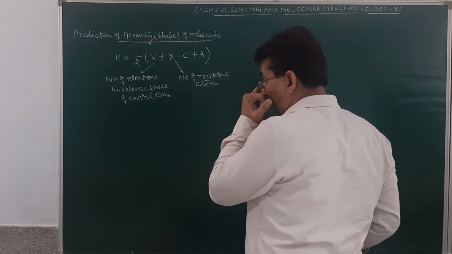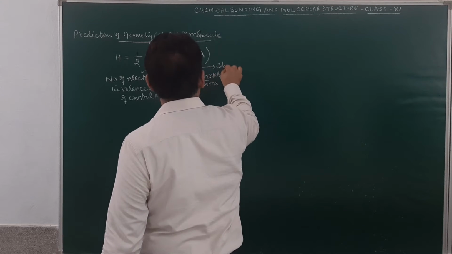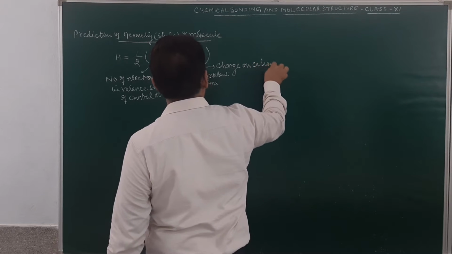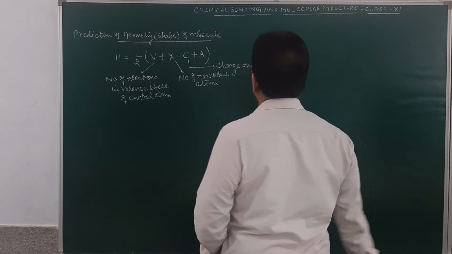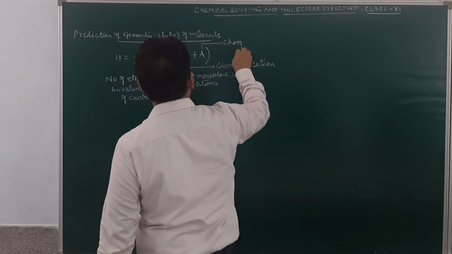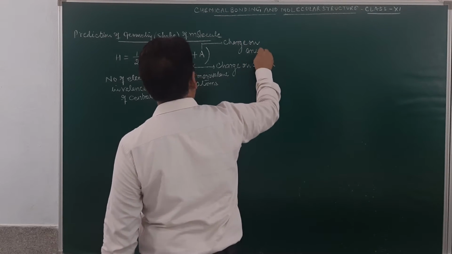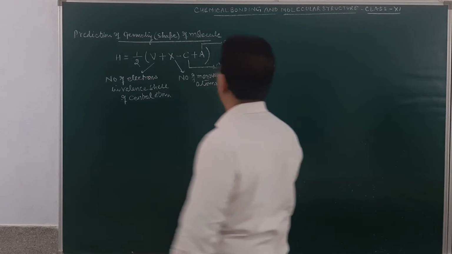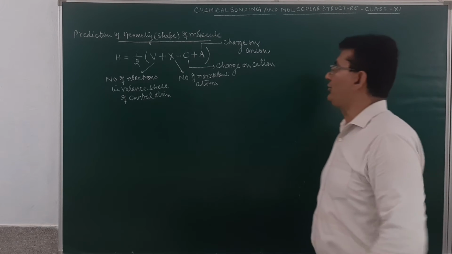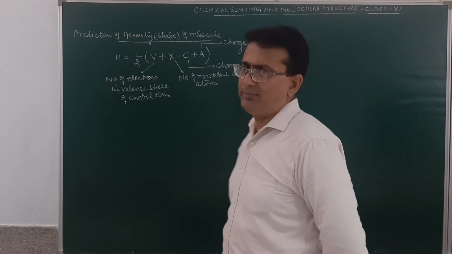C will be the charge on the cation and A will be the charge on the anion. Am I clear? The charge on the cation and the charge on the anion. So how do you find out the hybridization of the molecule? H will be equal to half into V plus X minus C plus A.